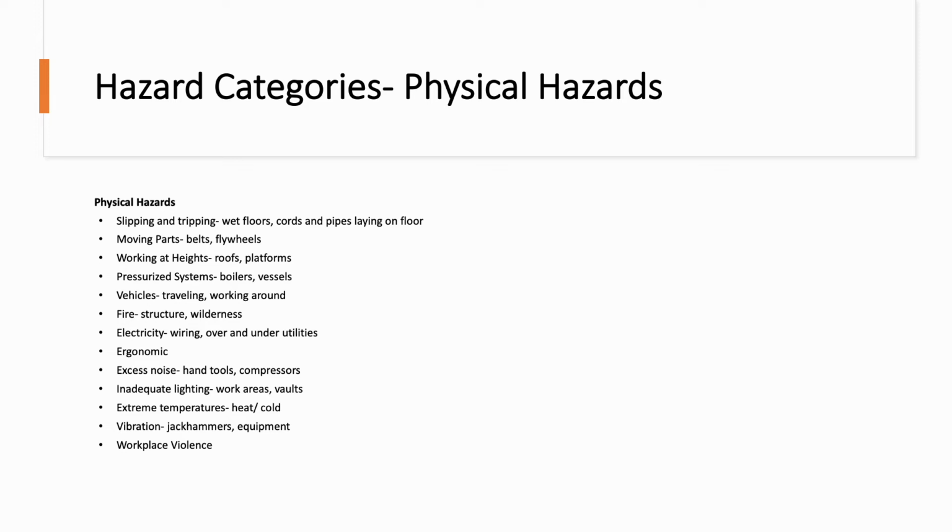They can include, but are not limited to, slipping and tripping on wet floors, cords, and pipes laying on the floor, moving parts from belts, flywheels, working at heights, roofs, platforms, pressurized systems such as boilers or vessels, vehicles, traveling or working around, fire, structure or wilderness, electricity, wiring, over and under utilities, ergonomic, excessive noise from hand tools or compressors, inadequate lighting, work areas, vaults, extreme temperatures from heat or cold, vibration from jackhammers or equipment, and workplace violence.